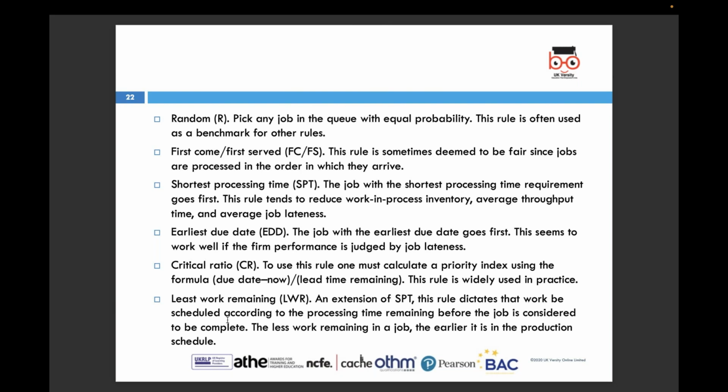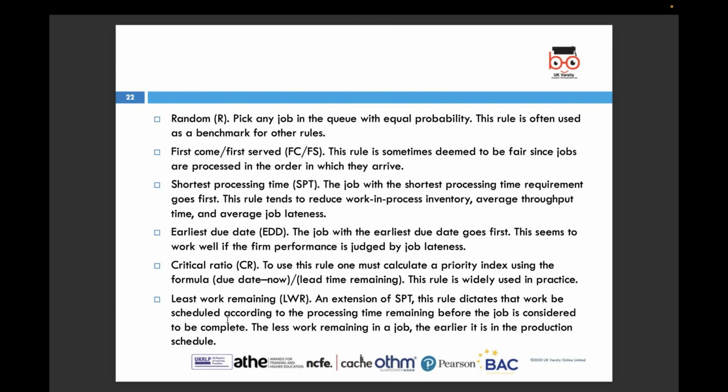Moving on to the EDD rule, earliest due date. In this rule, the job with the earliest due date is processed first. If the firm's performance is judged based on job lateness, EDD can be an effective rule.